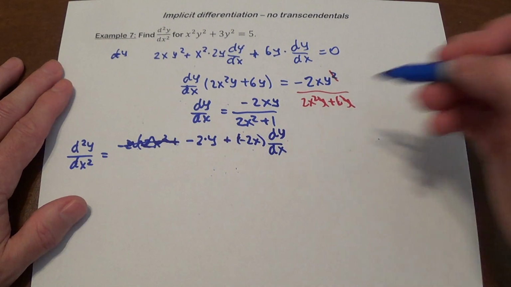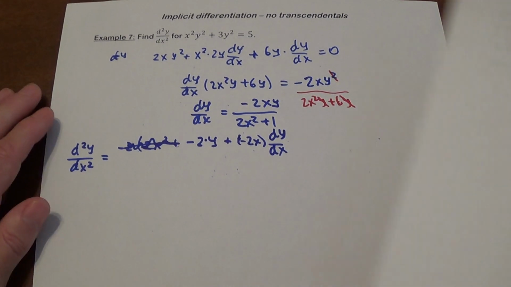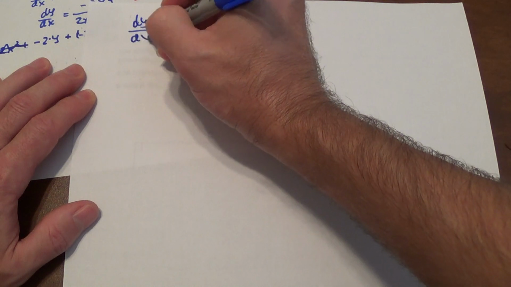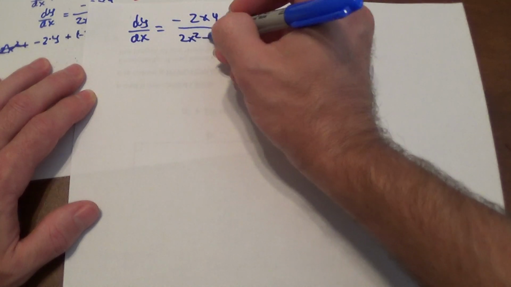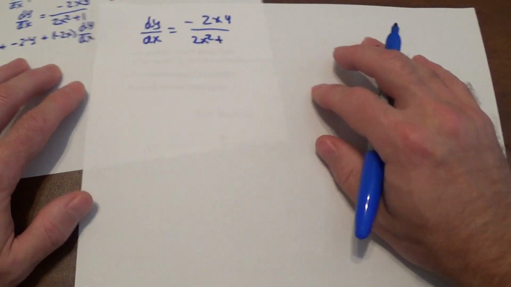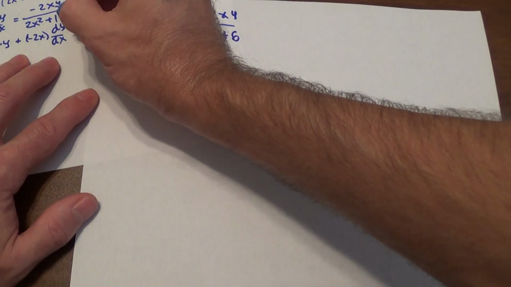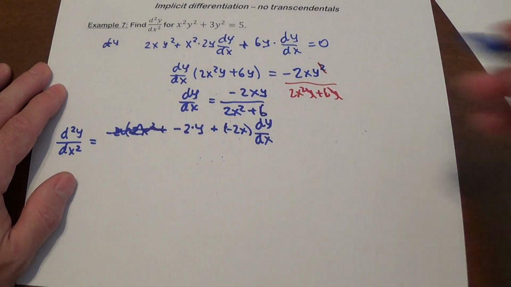Okay, so this is actually, let me grab another paper because it is going to get a little complicated. I'm going to continue from here. We know that dy over dx is negative 2xy over 2x squared plus 6, right? Plus 6. This is actually 6, okay? Because this was 6, so it's 6 here. Alright, so let's differentiate this.